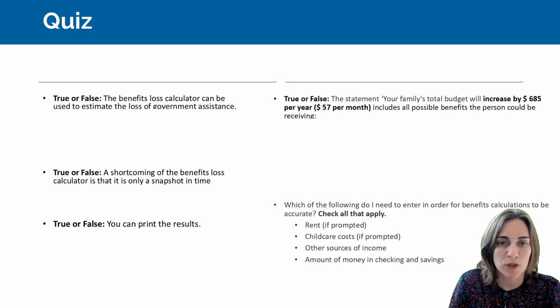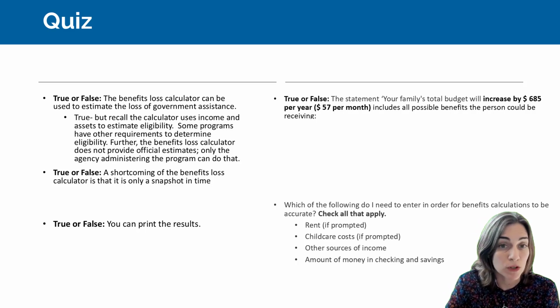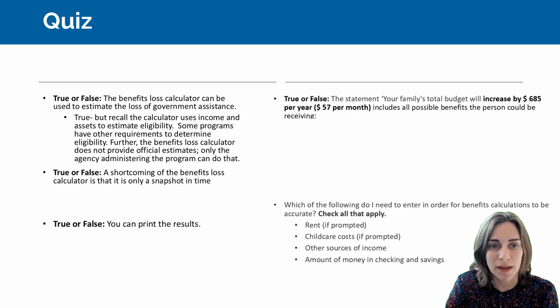Last, let's wrap up with a quick quiz. True or false? The benefits loss calculator can be used to estimate the loss of government assistance. True, but recall the calculator uses income and assets to estimate eligibility. Some programs have other requirements to determine eligibility. Further, the benefits loss calculator does not provide official estimates. Only the agency administering the program can do that.